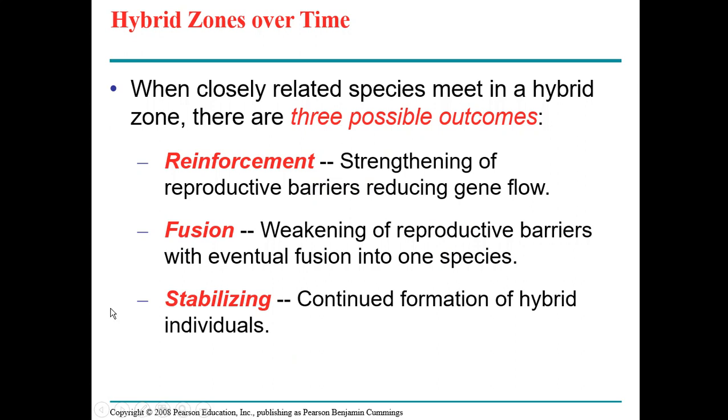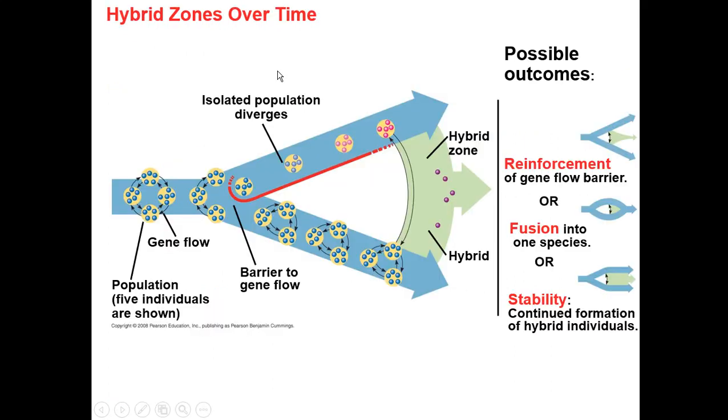Okay, so hybrid zones over time, when closely related species meet in a hybrid zone, there are 3 possible outcomes. Number 1, reinforcement, strengthening of reproductive barriers, reducing gene flow. We have fusion, weakening of reproductive barriers with eventual fusion into one species, kaya nga siya fusion. Stabilizing, continued formation of hybrid individuals.